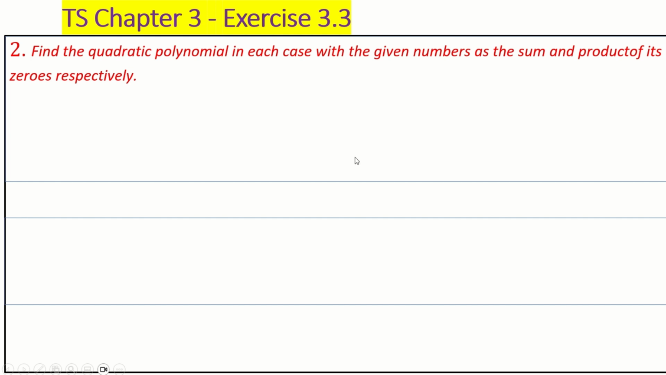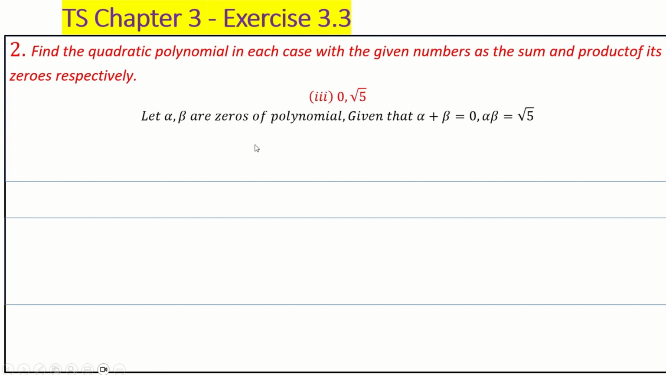Okay, next. Yeah, this is again the same question. So you'll find 0 is the sum of zeros, that is alpha plus beta is 0, and alpha beta equal to square root of 5. So you will do it in the same way.